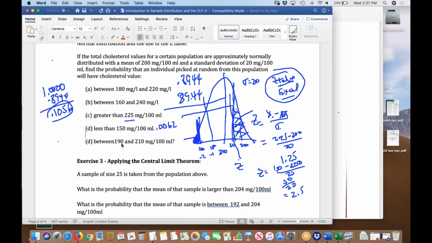Now notice, since I am looking for the area below that value, I don't have to subtract it from 1. Well, how about between 190 and 210? Oh, well, okay, now things are getting a little bit more interesting. I'm going to have to find the area between these two points here. How would I do that? Let me clear this out so I can start fresh.